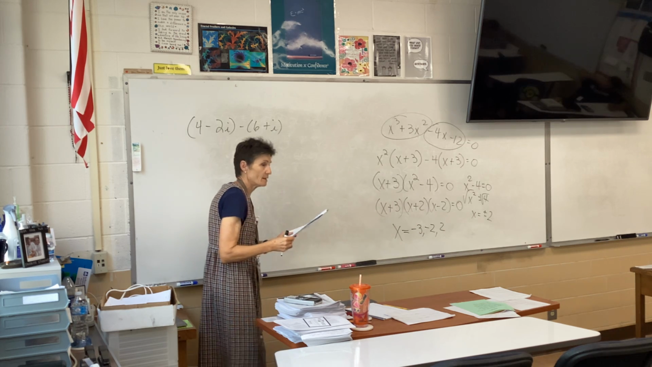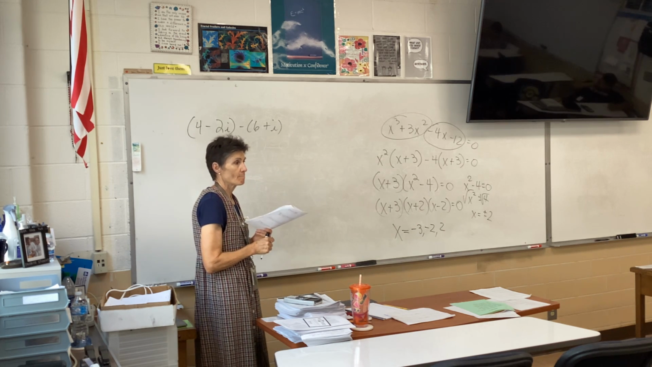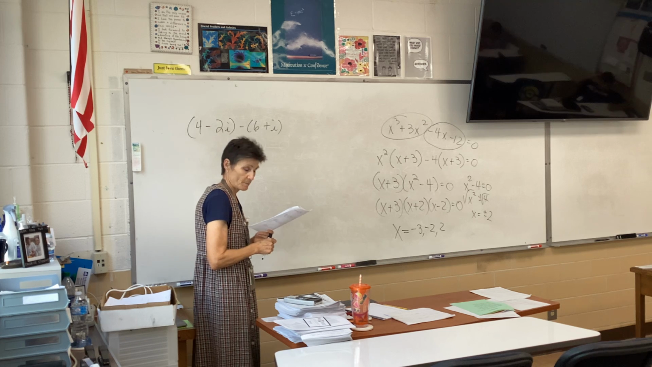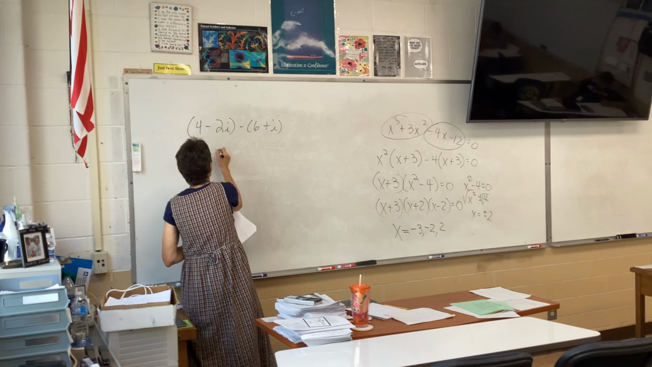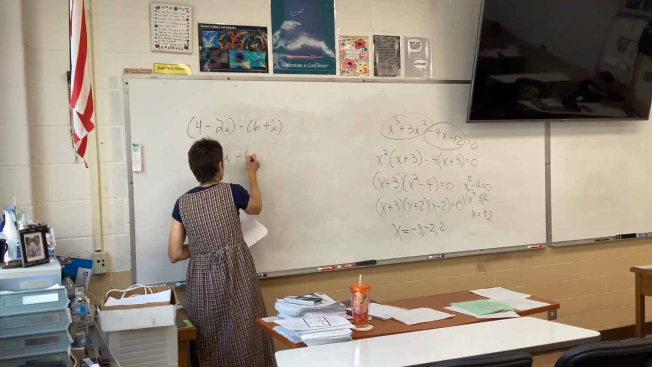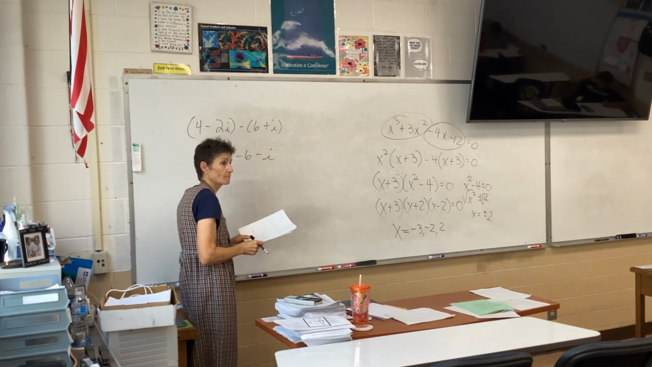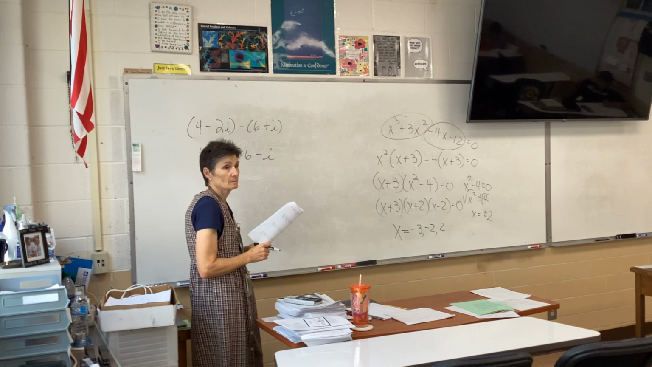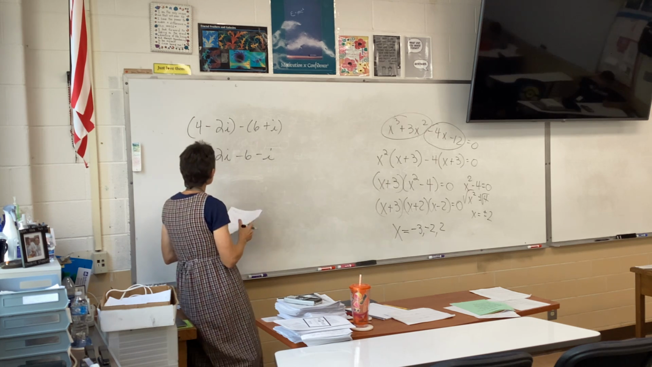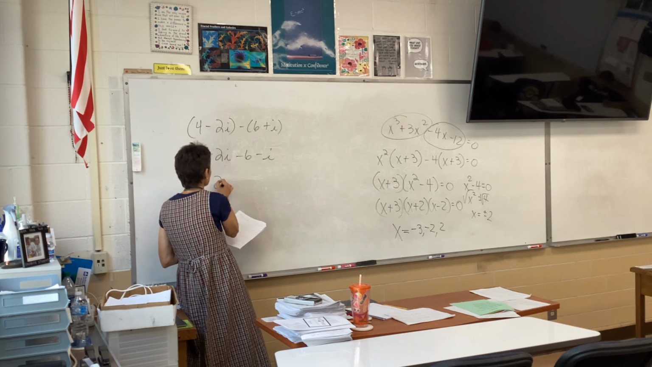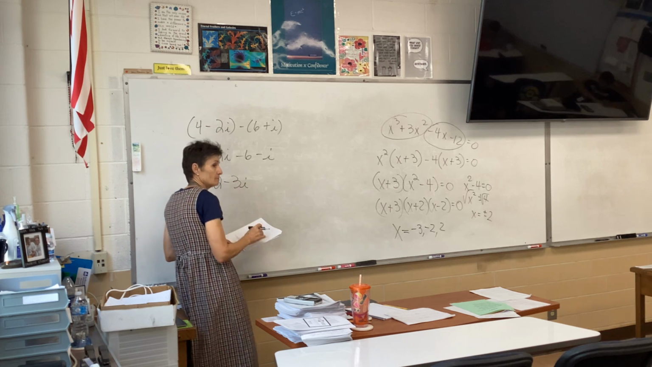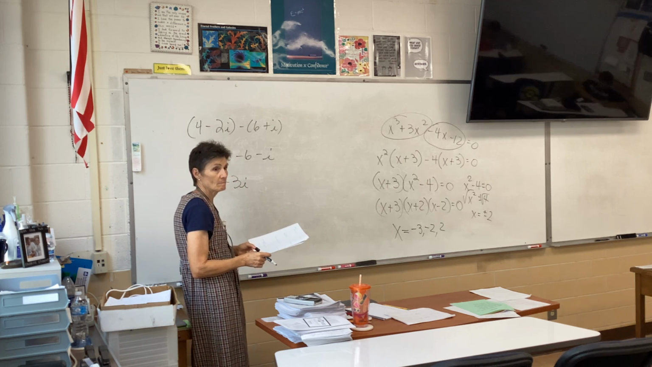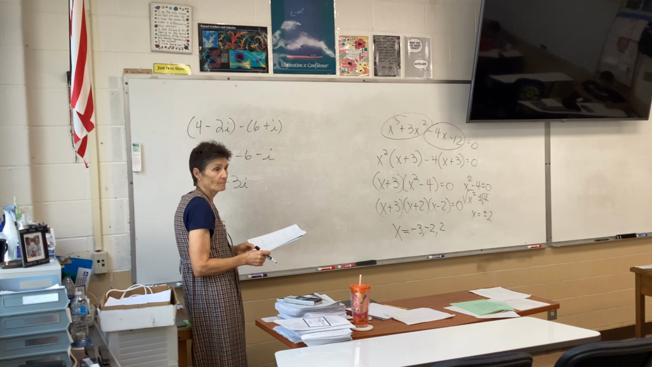What are we gonna do with this? Distribute the negative. So minus 6 minus i. And then combine like terms, so negative 2 minus 3i. Is that okay?